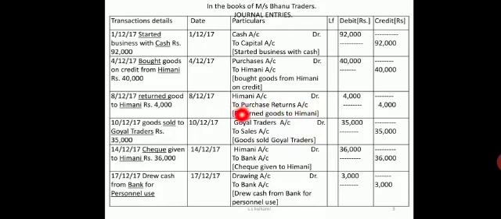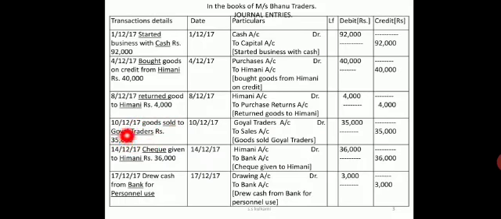Now the narration: returned goods to Himani. Draw the line so that your journal entry is completed after each and every transaction. Now come to the next transaction, 10/12/2017. Sold goods to Goyal traders. The word appearing in the transaction is sold, that is representing sales, and Goyal traders. Now we do not have any cash mentioned in this transaction. So when cash is not mentioned, it is treated as a credit transaction.